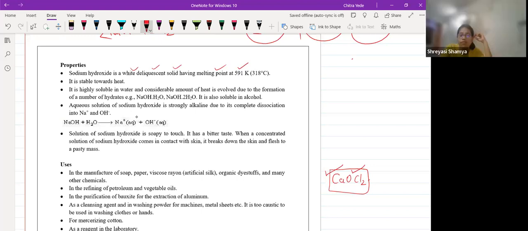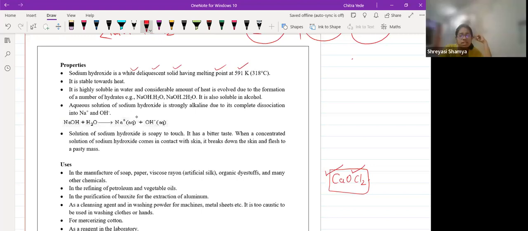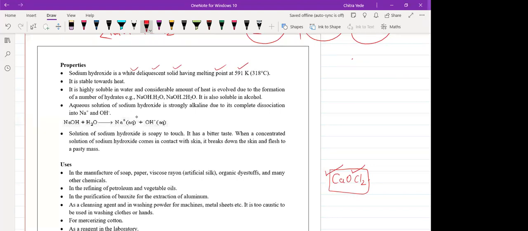Sir, is it soft? I don't know, sir. It's like a substance that absorbs moisture from the surroundings and converts into liquid form. Yes, see, deliquescent solid. So it is hygroscopic, you can say hygroscopic. It will absorb surroundings moisture and turn into liquid form.